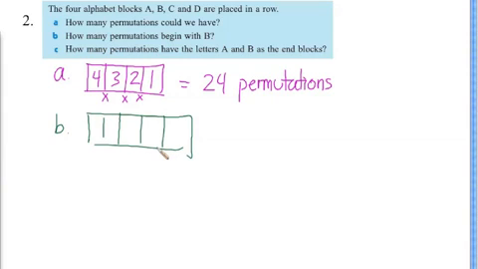But now that limits me on the rest of my boxes as well. So I have 3, 2, and 1. You can see that I'm going to have far fewer permutations if I limit or restrict one or more of the boxes. Again, I use the product principle, 1 times 3 times 2 times 1, and I get only 6 permutations this time.